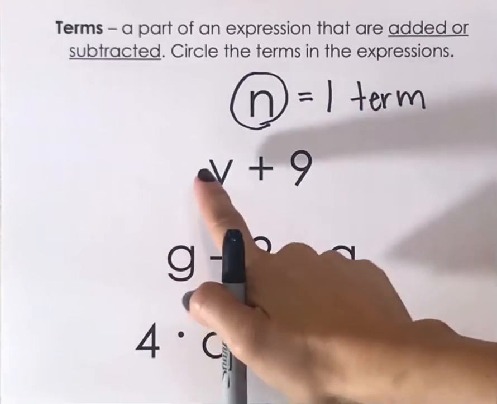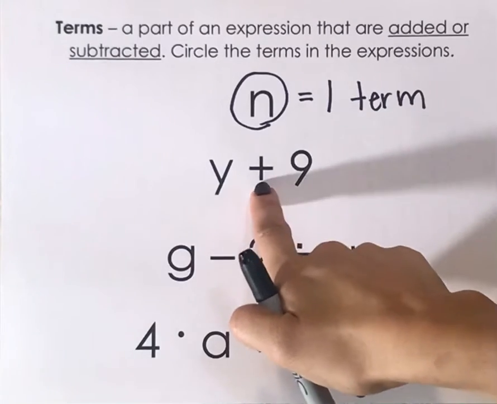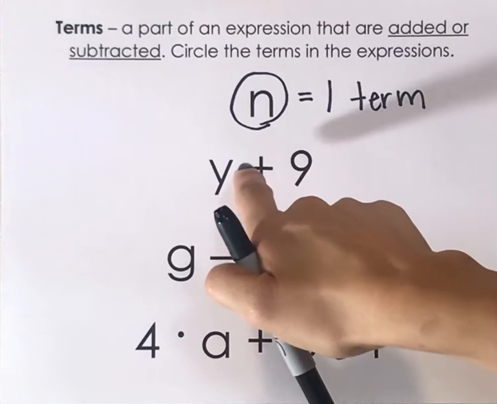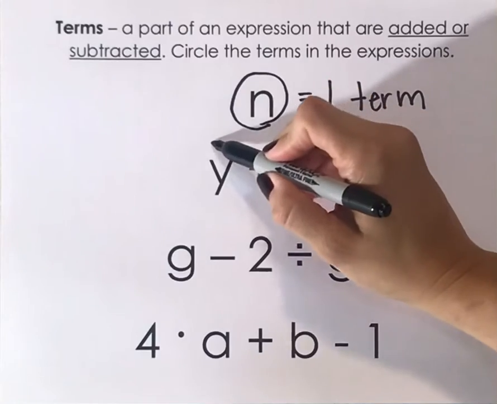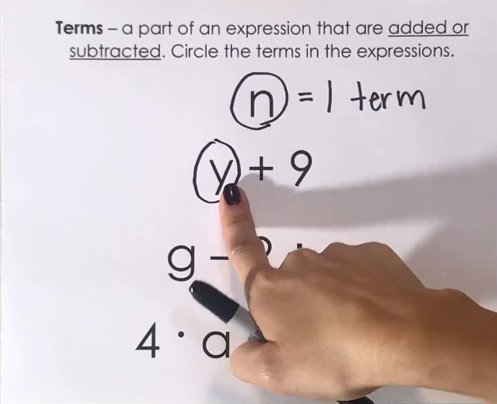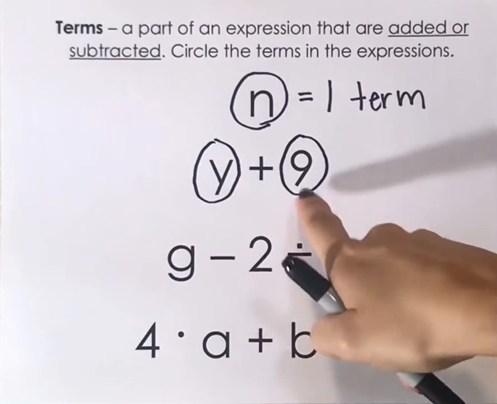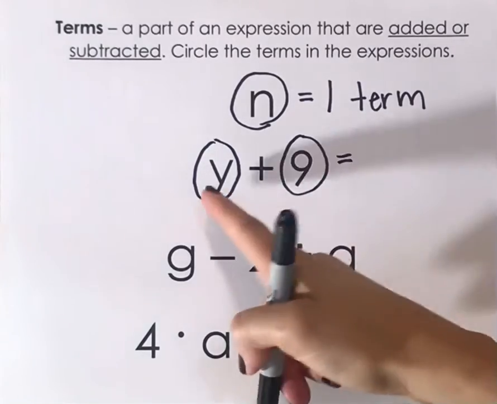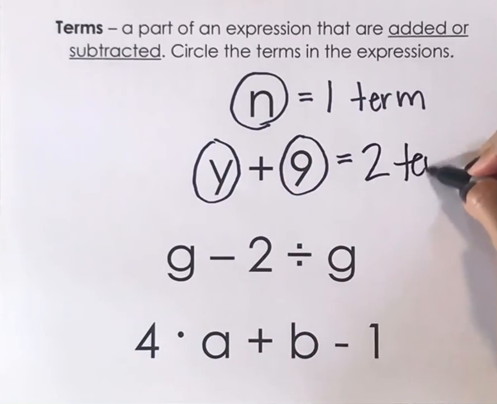This one I have a letter and a 9, a number. But do you see how I have an addition sign in the middle? So I never circle that, because that separates my terms. So on this problem, I would circle the y, because we know that a letter is one term. I'm going to circle the 9, because a number is also a term. I'm not circling the plus. So for this particular problem, y plus 9, it has two terms.